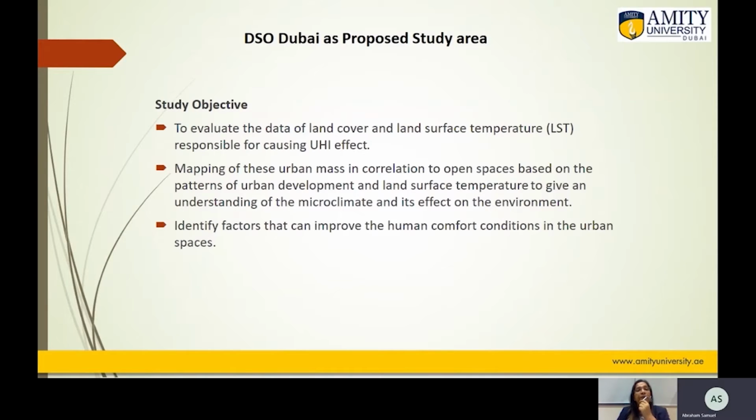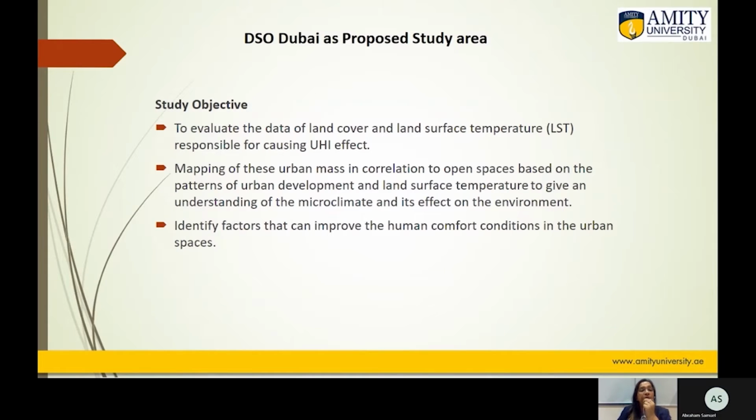The next objective was mapping of these urban masses in correlation to open spaces, based on the patterns of urban development and land surface temperature, to give an understanding of the microclimate and its effect. How hot it was when a particular built environment was made, how cooler or how hotter it is. But if we use a mitigation strategy, like an intervention of blue-green infrastructure, then what was the result? So what is the success story? We had the objective to study this.